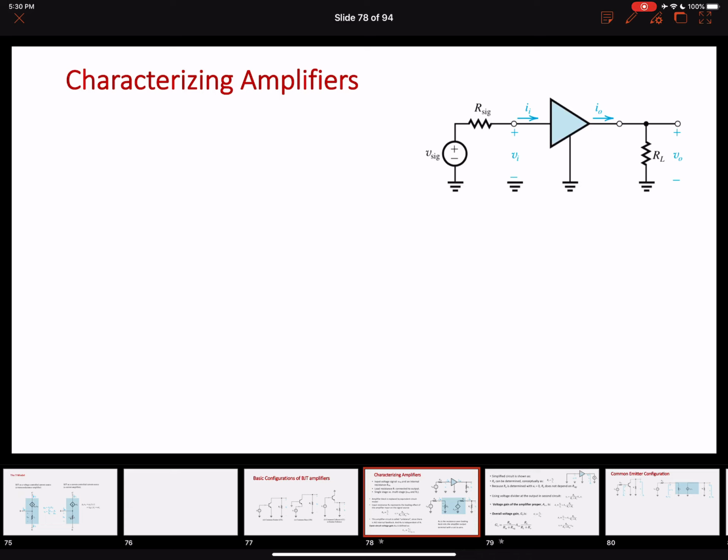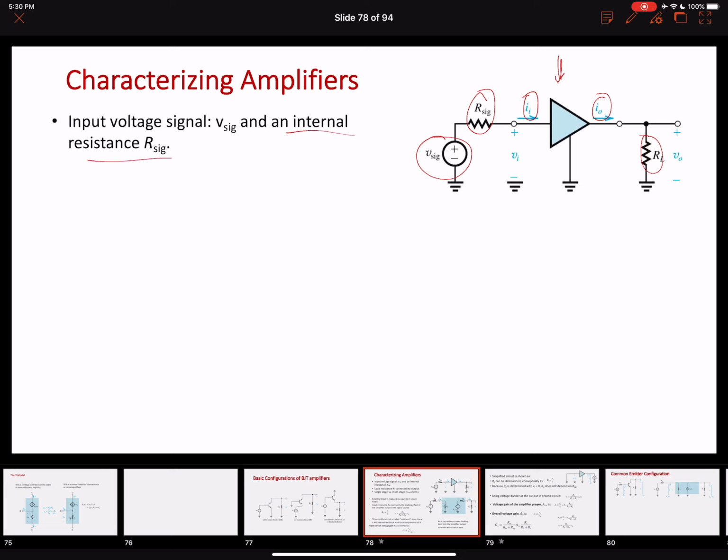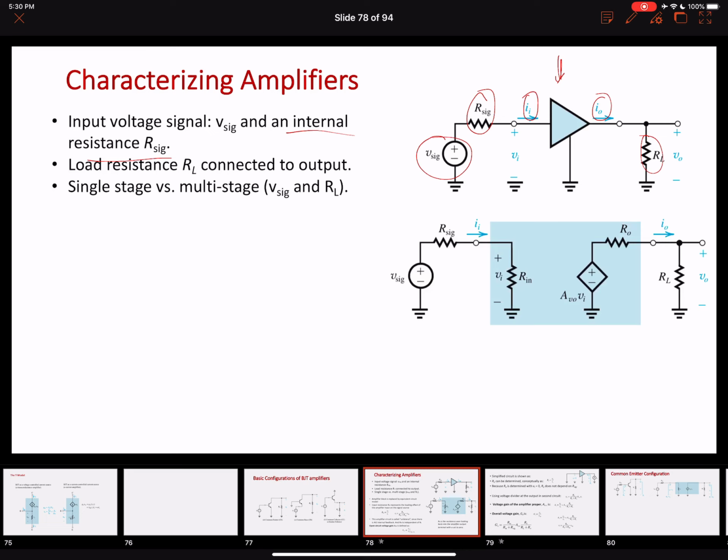Right, so in terms of a generic characterization of an amplifier circuit, for example, over here, this is an amplifier symbol. You have an input current flowing in, output current flowing out, a load resistance, the signal that you want to amplify, and the resistance of that signal, also known as an internal resistance or signal resistance. Then we ended up developing this equivalent model of the amplifier.